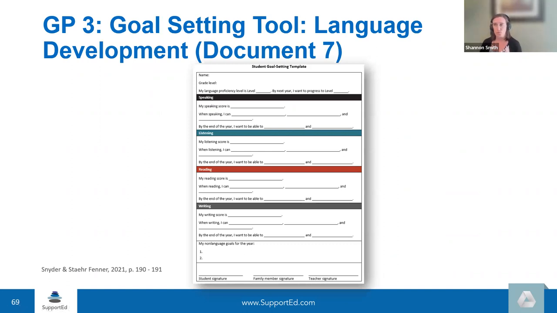The third tool is the goal setting tool for language development. This is an example of supporting SLIFE as they set those goals for the year and then monitor them, very similar to that Den Day or Data Day that Diane shared in the SEL component. So it really puts them at the center of their own learning and supports that SEL skill of self-management.